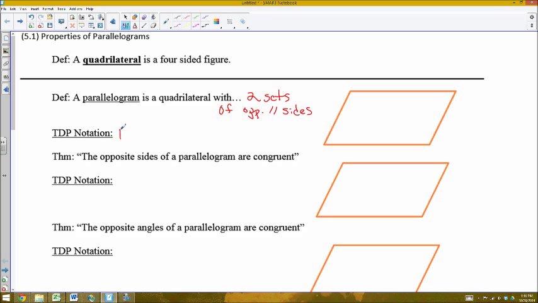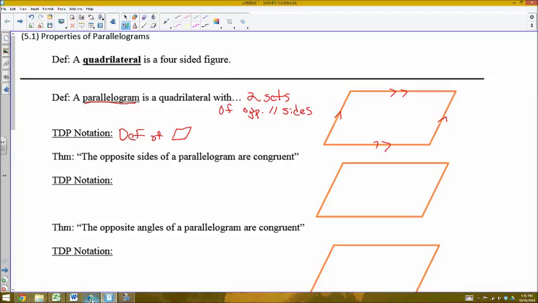And this is the definition of parallelogram. But just like with triangles, we didn't write out the word triangle every time. We had a symbol to represent it. So we're going to represent it by a little parallelogram symbol. And all this definition says is that the opposite sides of a parallelogram are parallel.